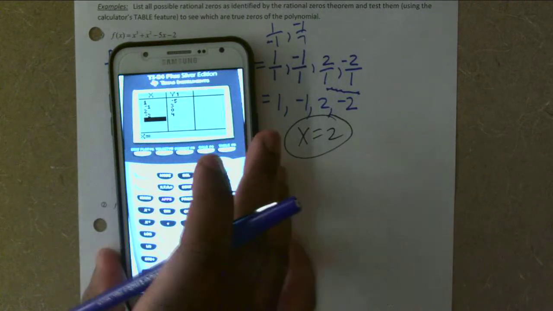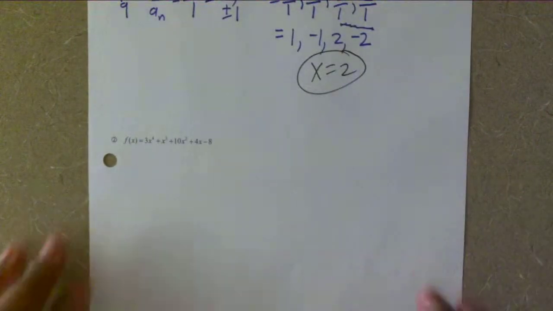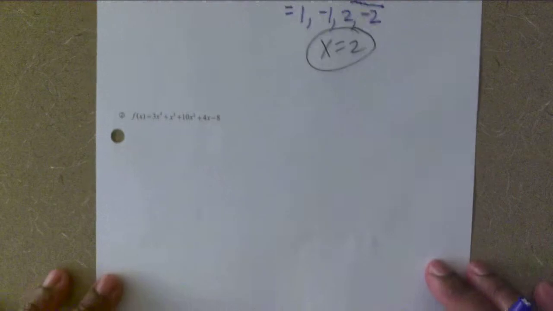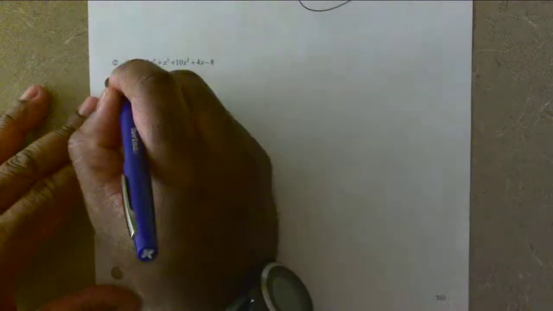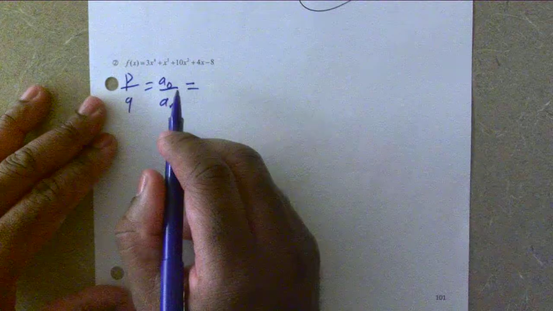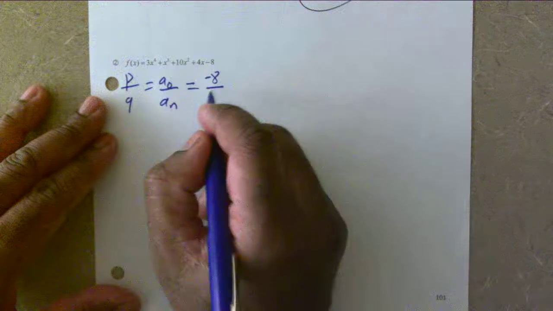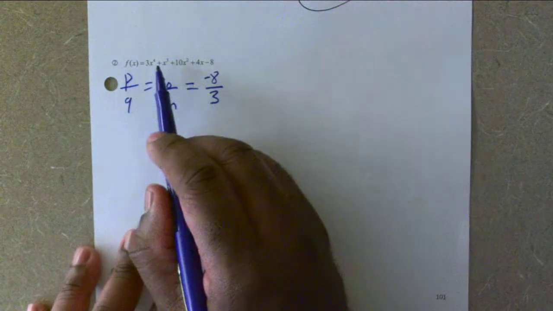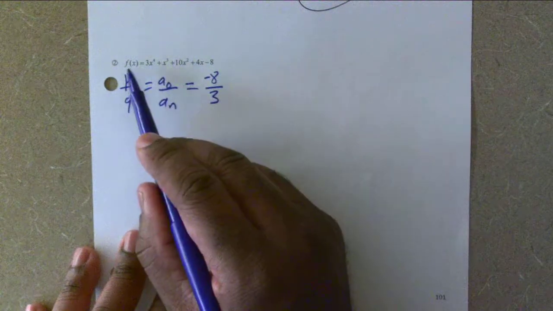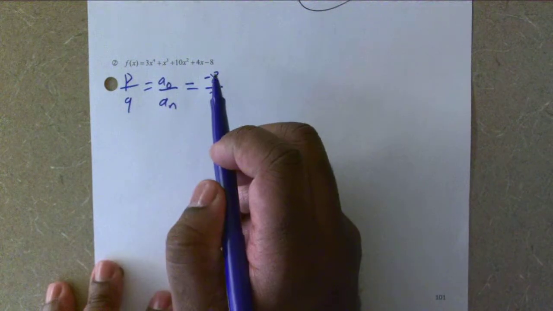Okay, now, we're going to try this with the next problem. So, we're going to start this off the same way as we did the previous problem. We have P divided by Q. That equals A naught over A sub n. A naught would be -8. A sub n would be 3. And again, this is in descending order. And we have all of the terms here on one side, and f of x is equal to this. So these are the numbers we're dealing with.